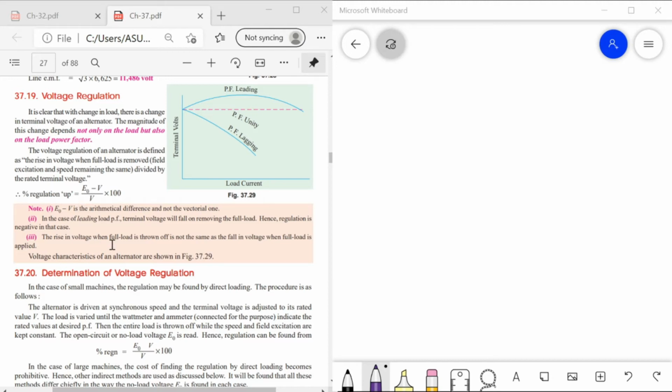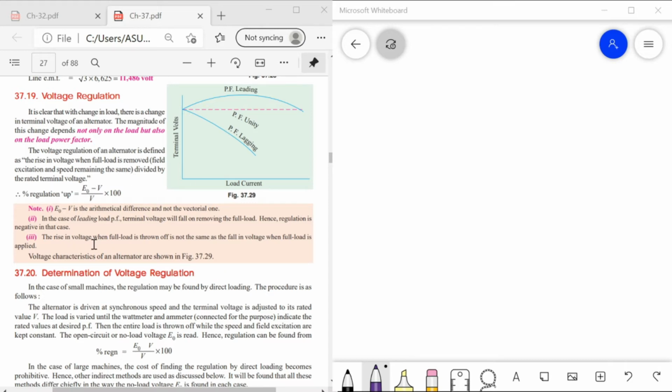The rise in voltage when full load is thrown off is not the same as the fall in voltage when full load is applied. The voltage characteristic of an alternator are shown in figure 37.9.